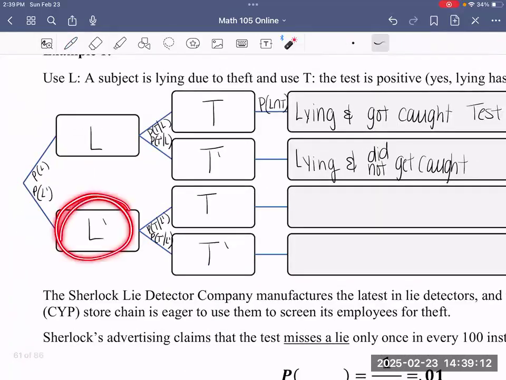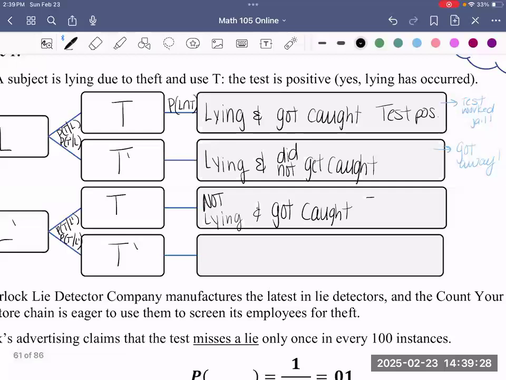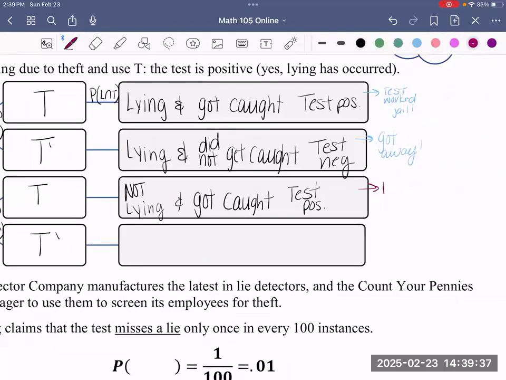Well, this person is not lying, but the test believes that they are lying. So therefore, you're not lying, but you got caught anyways. You tested positive for lying. In this case, this is your false positive. This is the worst case scenario. Somebody is not believing in what you have to say.